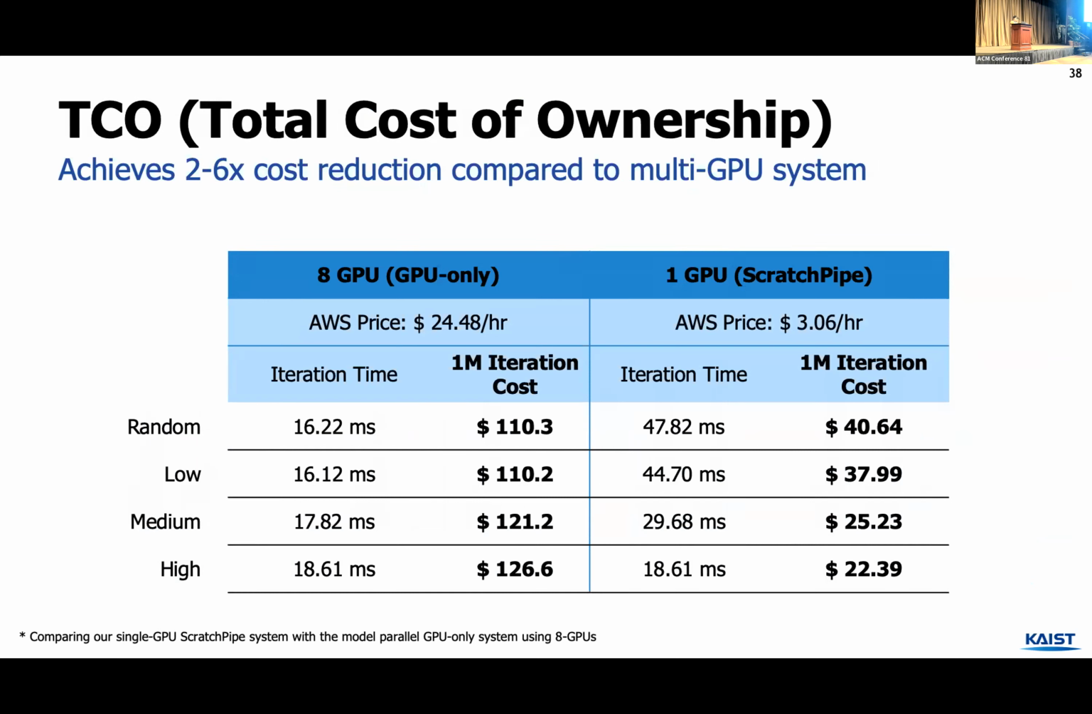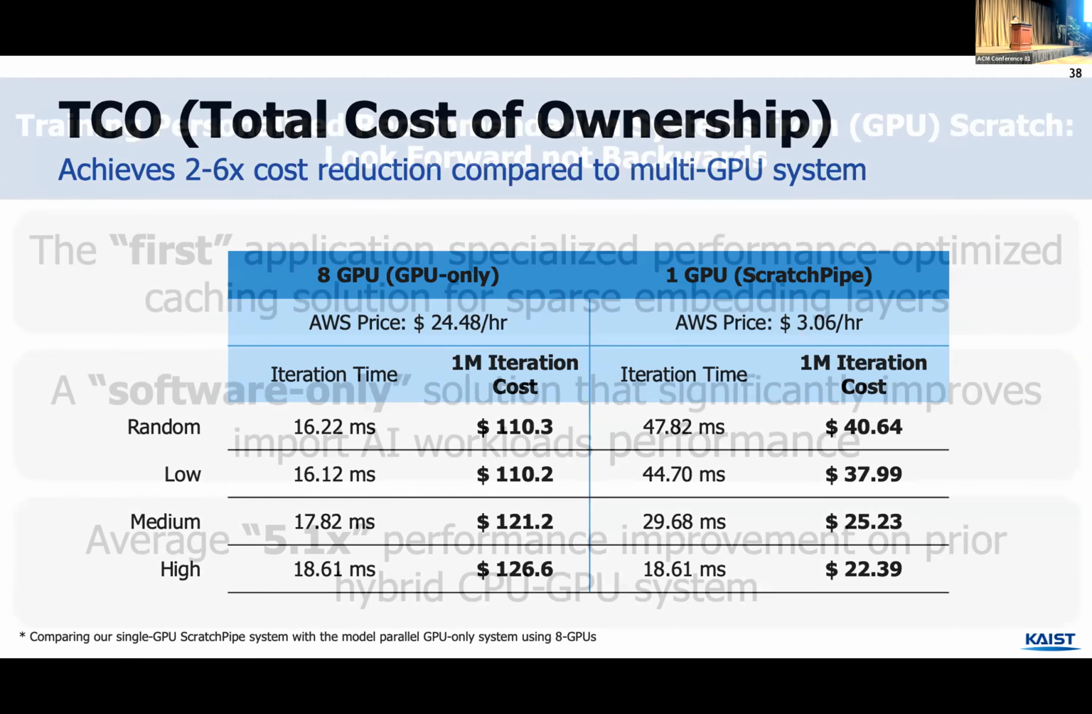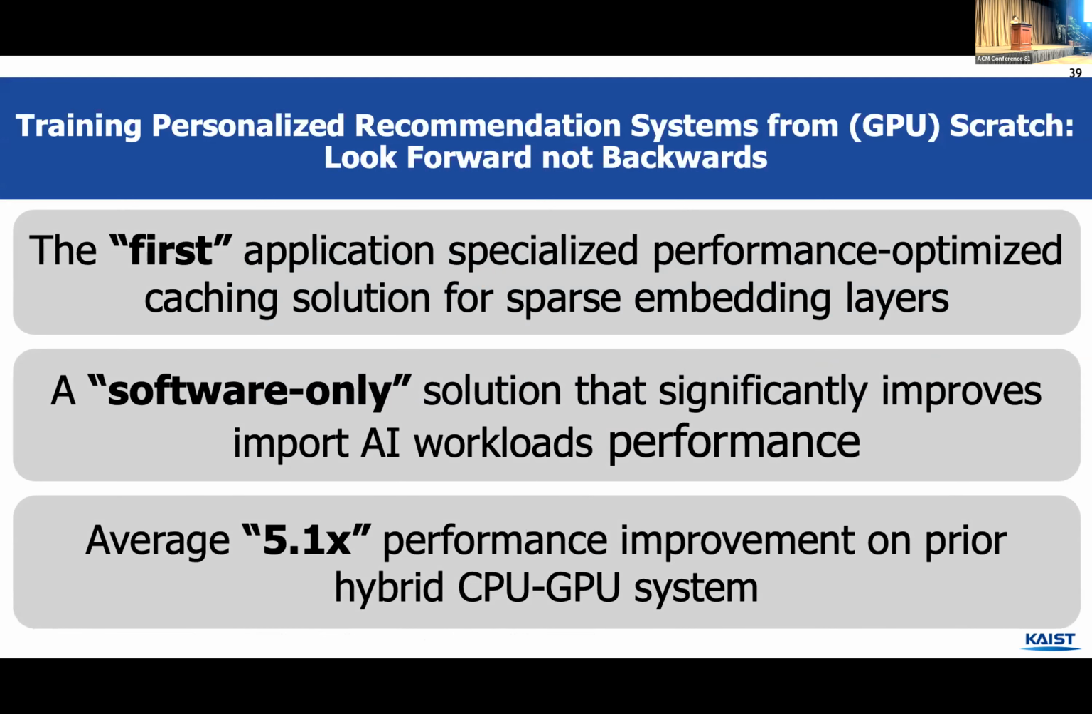We calculate the estimated price for the multi-GPU system and our single GPU ScratchPipe system for training 1 million iterations, assuming AWS GPU instances are used. Since the multi-GPU solution can leverage multiple GPU HBMs, it can achieve lower iteration latency. However, our ScratchPipe solution can achieve 2 to 6 times higher iterations per dollar, achieving significant improvement in the total cost of ownership.